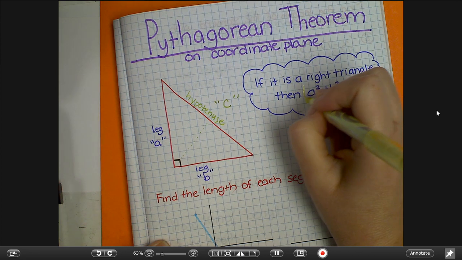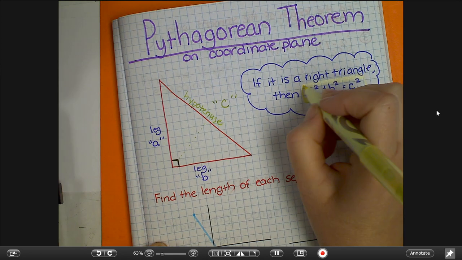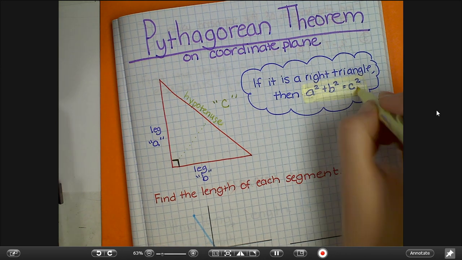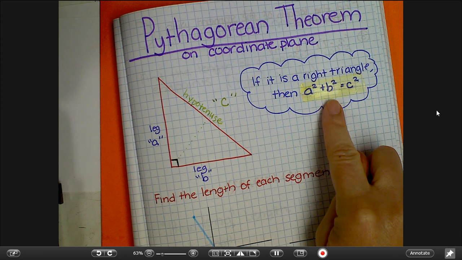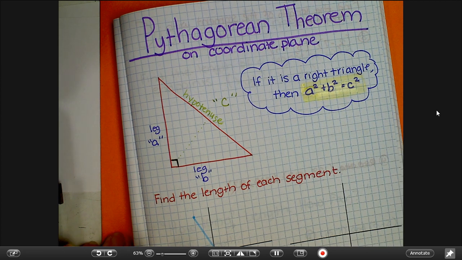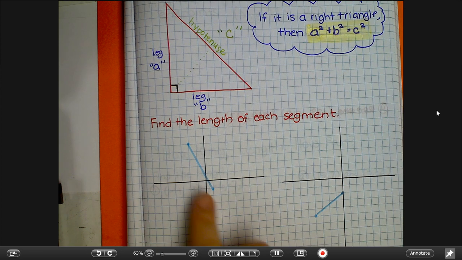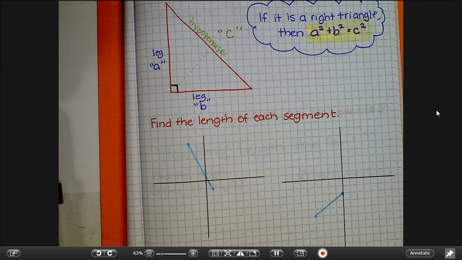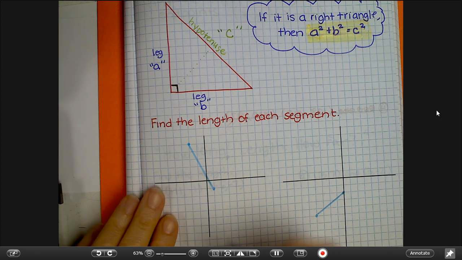All right, welcome back. I assume that you just made your notebook look nice, since this is an important concept. If it is a right triangle, then a squared plus b squared is equal to c squared. So we're going to look at this using the coordinate plane. We want to know how long these segments are. And in order to do that, we're going to build a triangle.